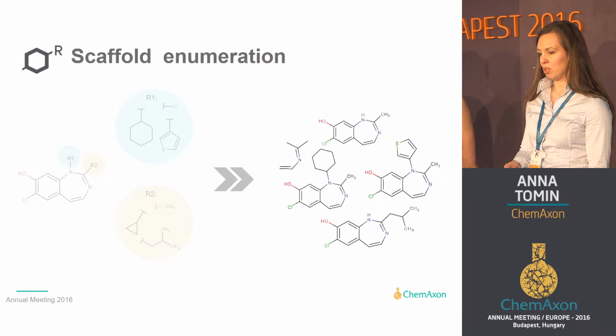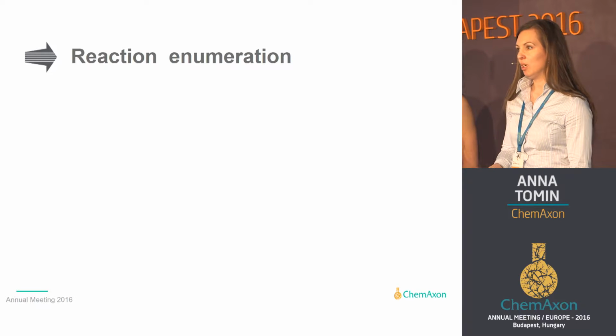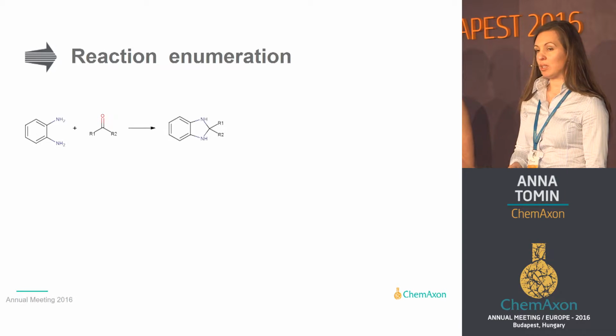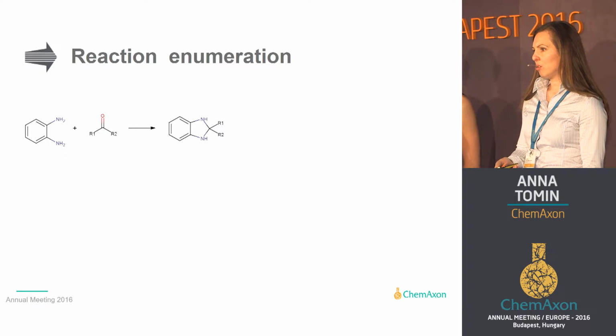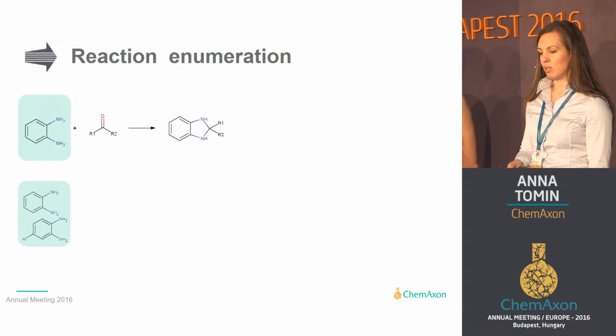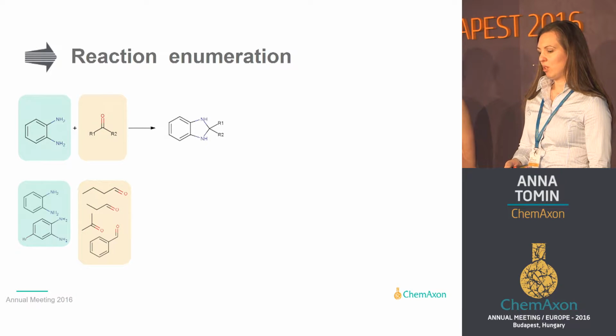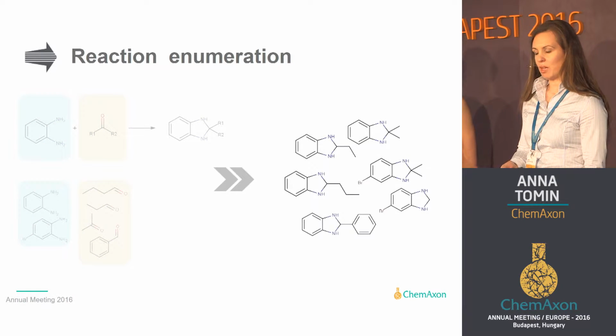The other method is the so-called reaction-based enumeration. Here we need a properly designed reaction. This is also just an example, which takes chemistry into account. You need to set the reagents, and then the software will eventually produce the library for you.